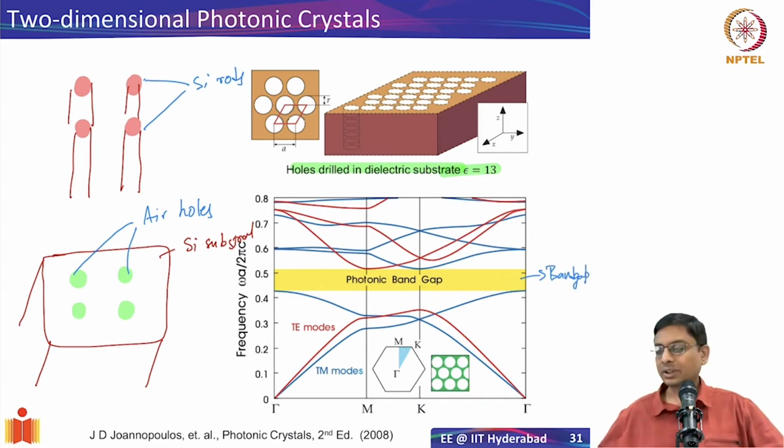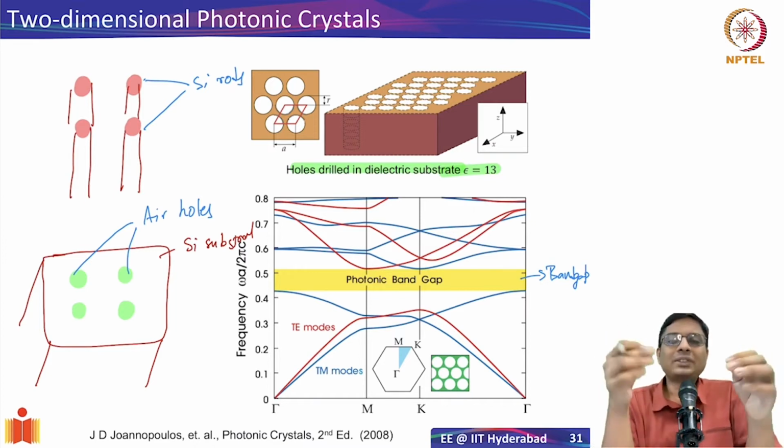Okay, so this is one of the features, the omnidirectional reflector I mentioned. If you have such a structure, I can have any angle of incidence and the wave will reflect. You see, it was so difficult actually.